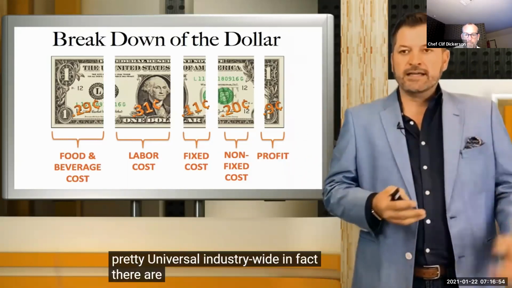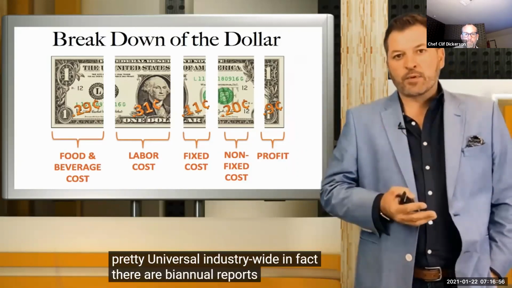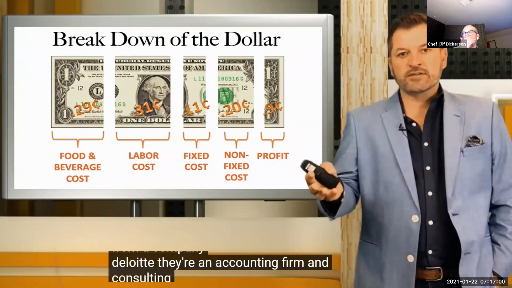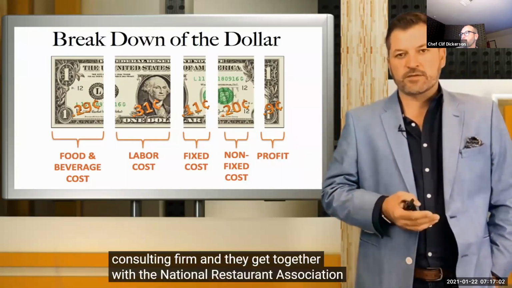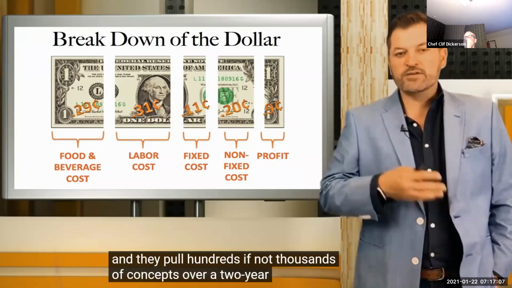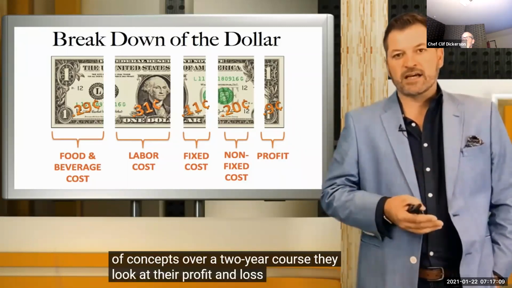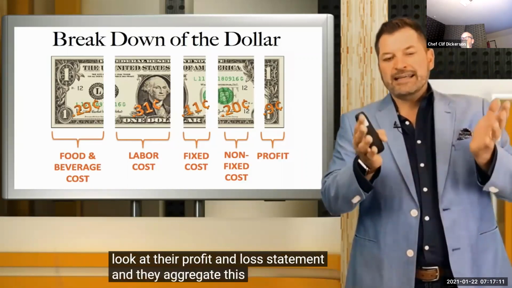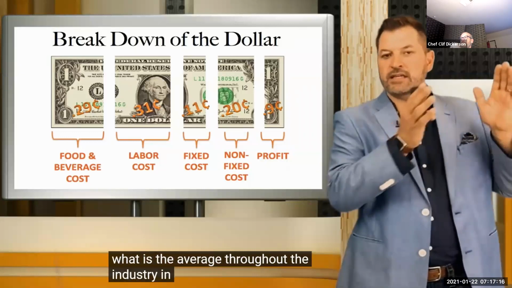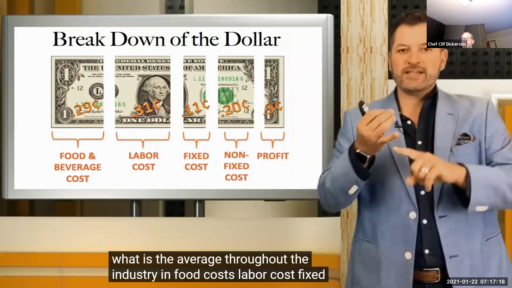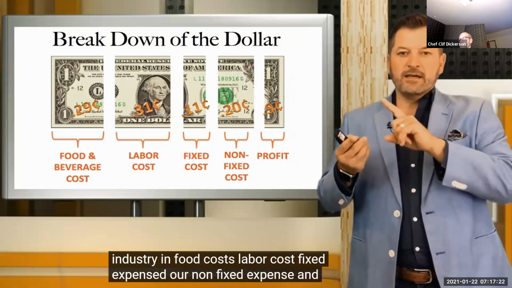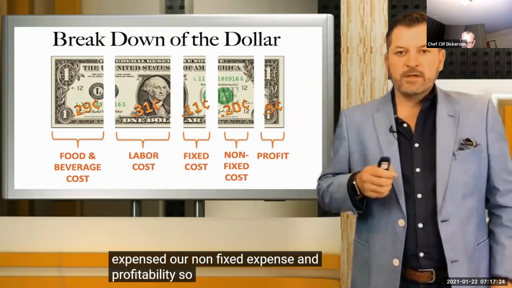In fact, there are biannual reports that come out from a company called Deloitte. They're an accounting firm and consulting firm, and they get together with the National Restaurant Association and they pull hundreds, if not thousands, of concepts over a 2-year course. They look at their profit and loss statement and they aggregate this data to look at what is the average throughout the industry in food cost, labor cost, fixed expense, non-fixed expense, and profitability.